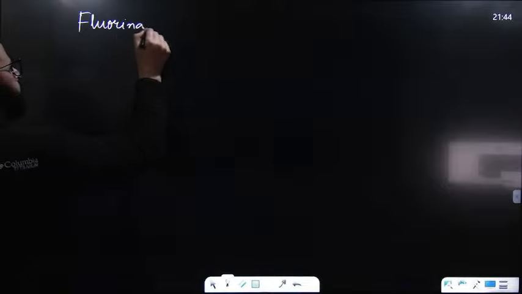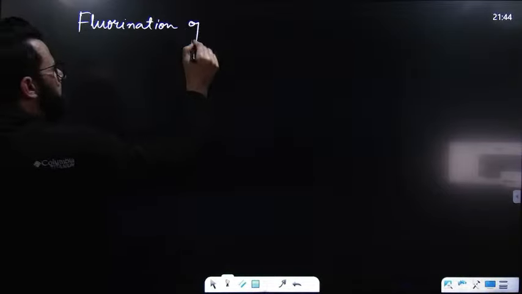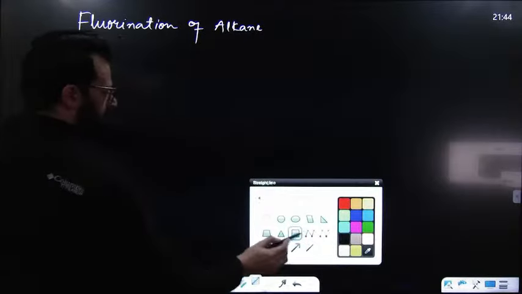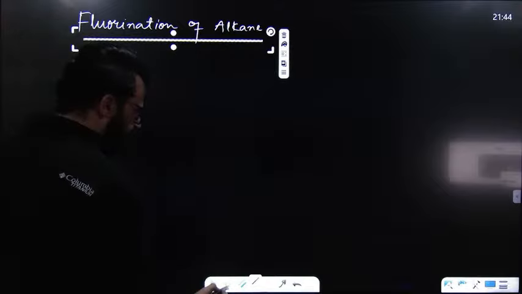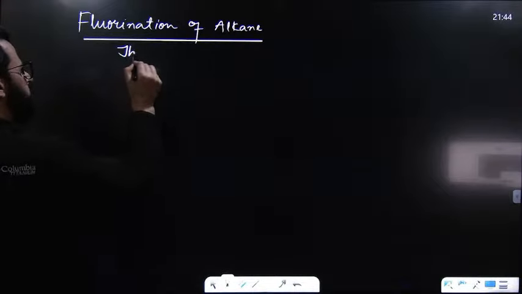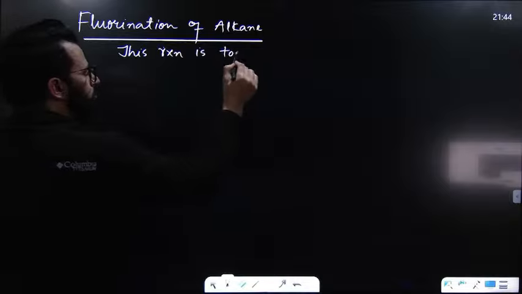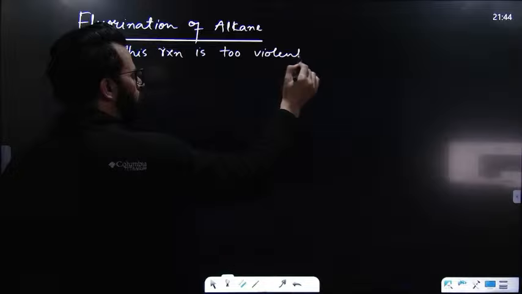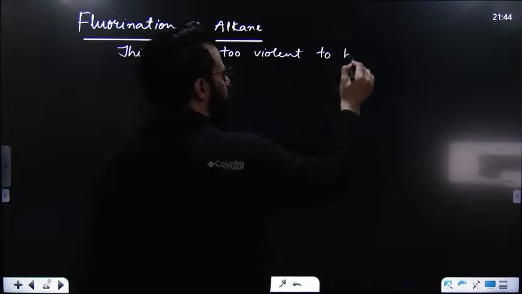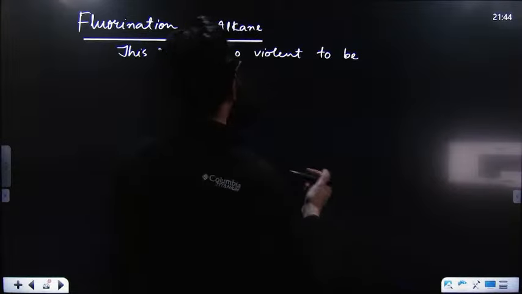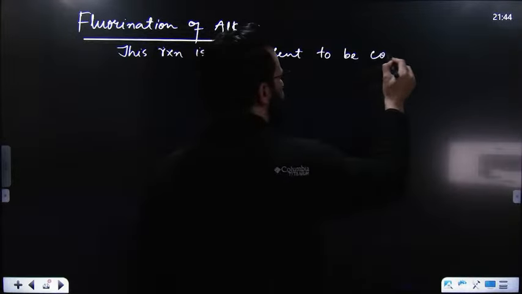Now, next is fluorination of alkane. Just remember one thing over here, that this reaction is too violent to be controlled. The reason is the high reactivity of fluorine. Because of that, the reaction becomes highly exothermic, and that's why this reaction is too violent to be controlled.